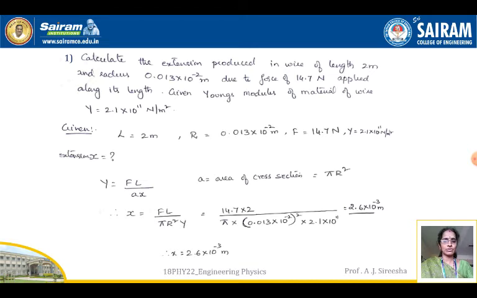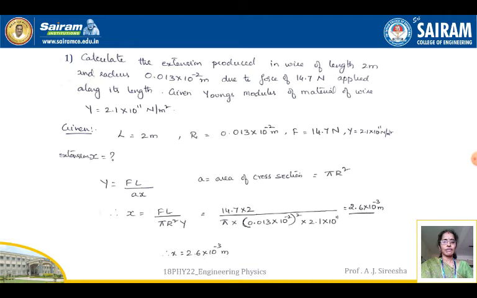So here area is not given, but we know that the area of cross section of a wire is pi r square. R is given, so you can calculate A using the formula pi r square. So x is equal to FL by pi r square Y. Rearranging the terms in the equation Y is equal to FL by Ax, x is equal to FL by pi r square Y.